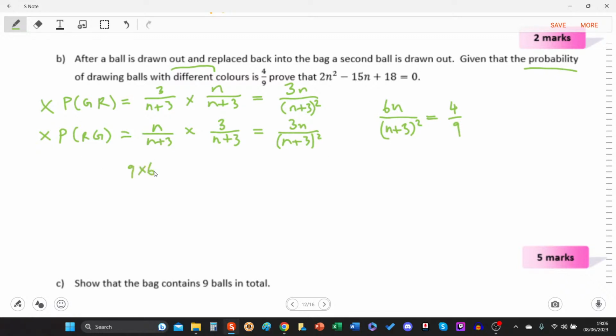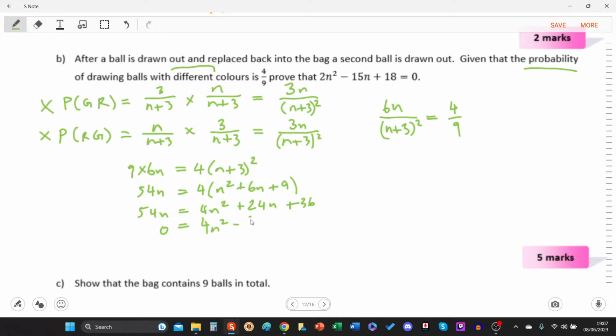explicitly for you. 9 times 6n. That's going to multiply both sides. Okay, and then the n plus 3 squared is going to go up like that. And if we do some expansion, n squared plus 6n plus 9. Okay, so a little bit of rearrangement is what we need here. If we move this over, we're going to get 4n squared minus 30n plus 36.